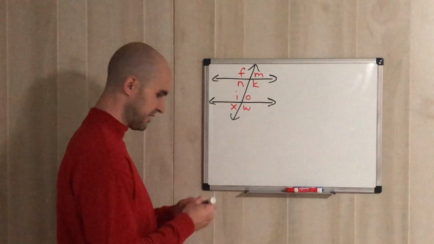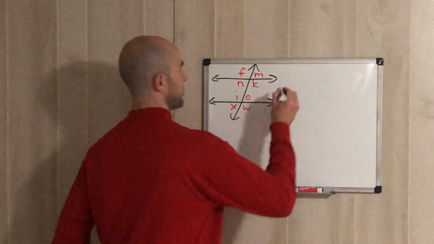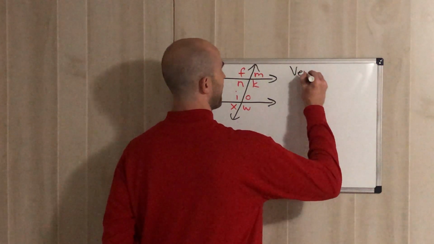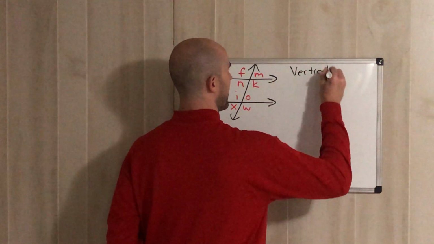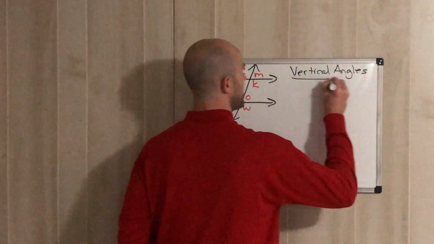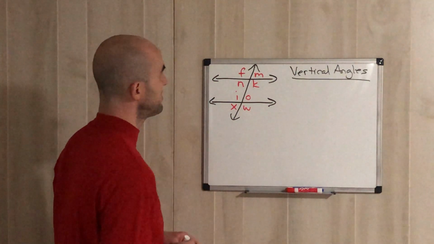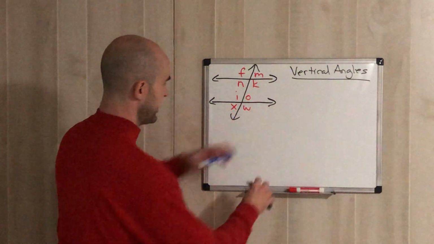So going back to this again, we're going to have to figure out what all 5 different types of angles are. We'll start off with vertical angles. First one is vertical angles, which should be one of the easier ones to work with. Always remember, vertical angles are always angles that are opposite each other.